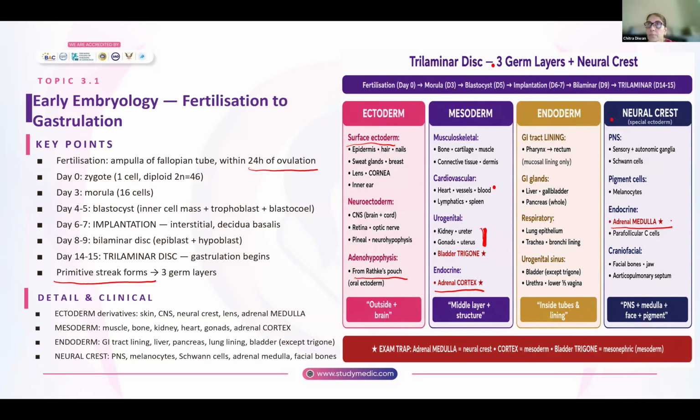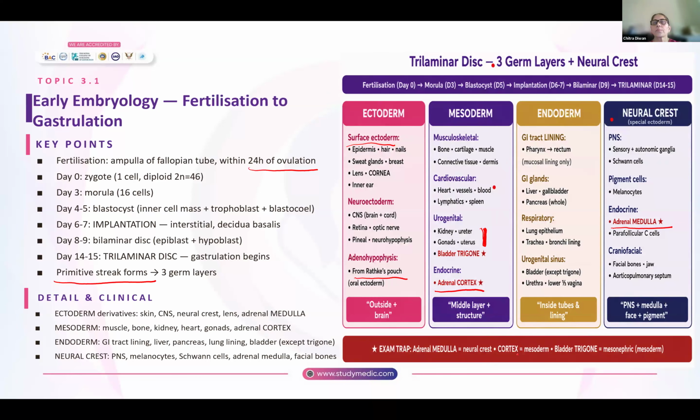So, in the exam, please remember adrenal medulla, it comes from the neural crest, whereas the cortex, it comes from the mesoderm. My way of remembering it is M is medulla, but medulla doesn't come from mesoderm. It is the opposite. So medulla with neural crest and cortex develops from the mesoderm.